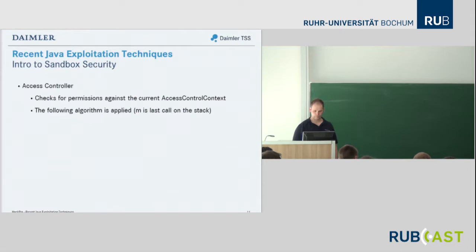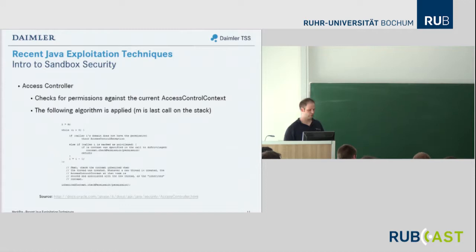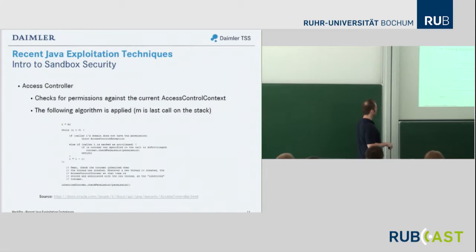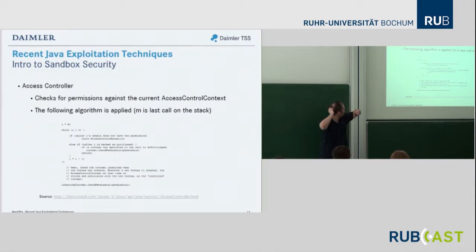And if you want to see how this algorithm works, you can look at the Java source code, what it's doing. It's looking at the whole method stack. We will see, I think we will also see it in the next slides. It will look at the whole method call stack, starting from the bottom, going up and checking for every method call, for every class, if this class is privileged or not. And if not, you don't have the permission. It's going from the bottom to the top and checking for every frame on the stack if this class has the permission to do that.